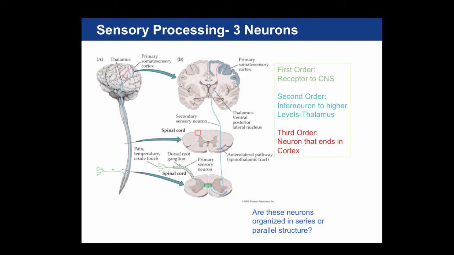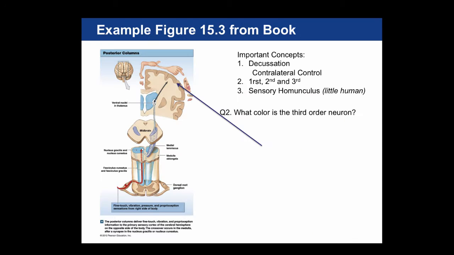The answer, of course, was series. They are located one connects to another that connects to a third. Parallel would be if we had a sort of a divergent synapse there, and we had a second order neuron that would carry information up, and then we would have parallel processes that were going on. On to the next slide.